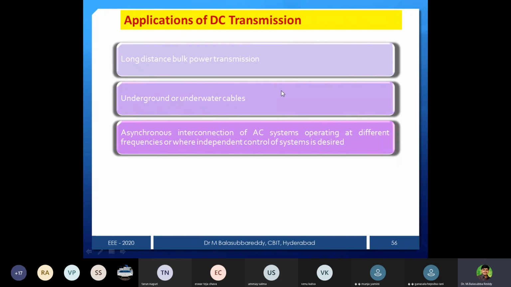What is the scenario for long distance bulk power, what is the scenario for underground cable, and for asynchronous interconnection? What was the previous scenario of HVDC? Then what is the latest trend? Then how to use the modern techniques. All these things we'll discuss in the next class.